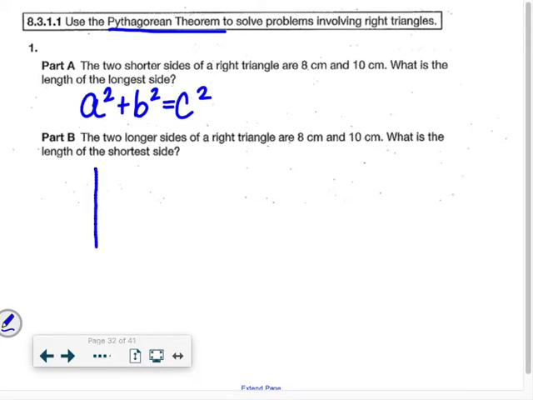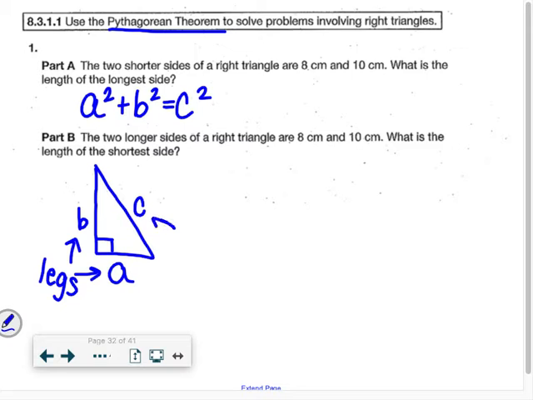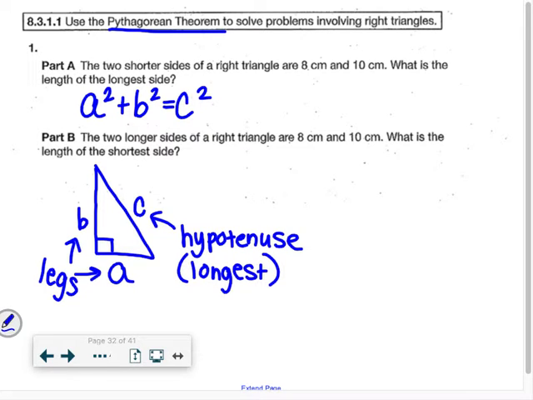And remember, the Pythagorean theorem is only for right triangles. It's only for right triangles. A and B are the legs, they're the legs of your right triangle. And C is the hypotenuse, or the longest side in the right triangle. So the legs are the 2 shorter sides, and the hypotenuse is the longest side.